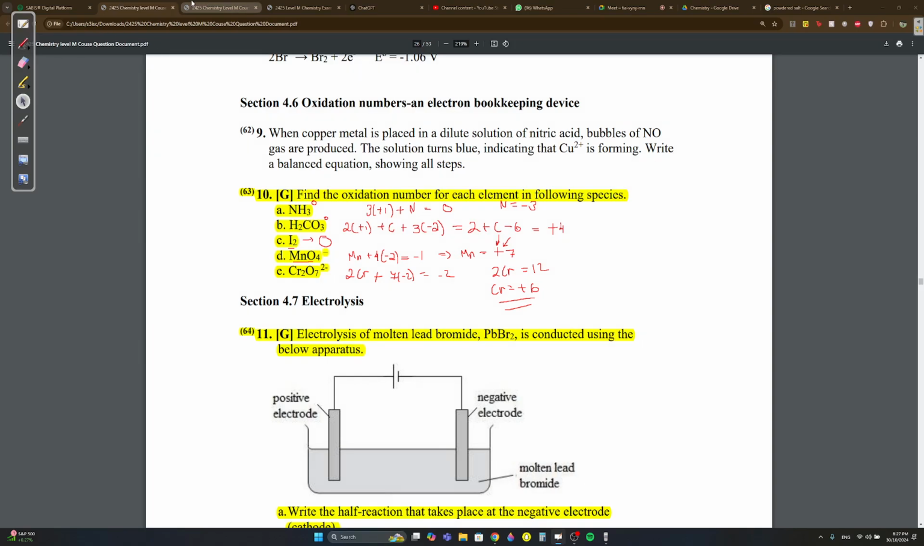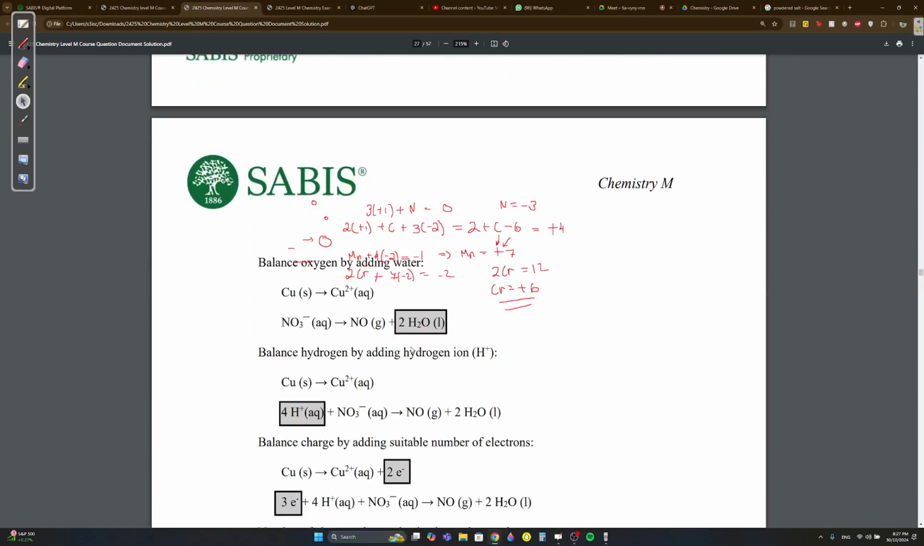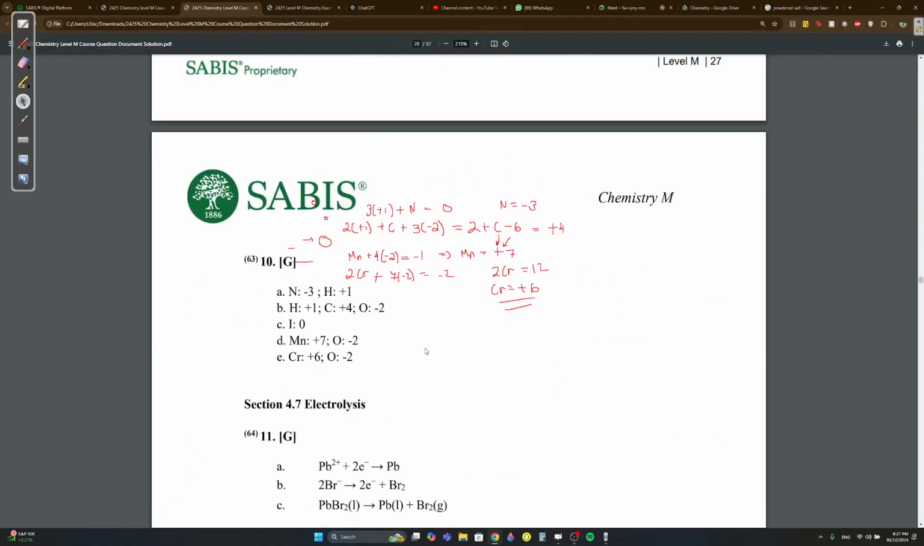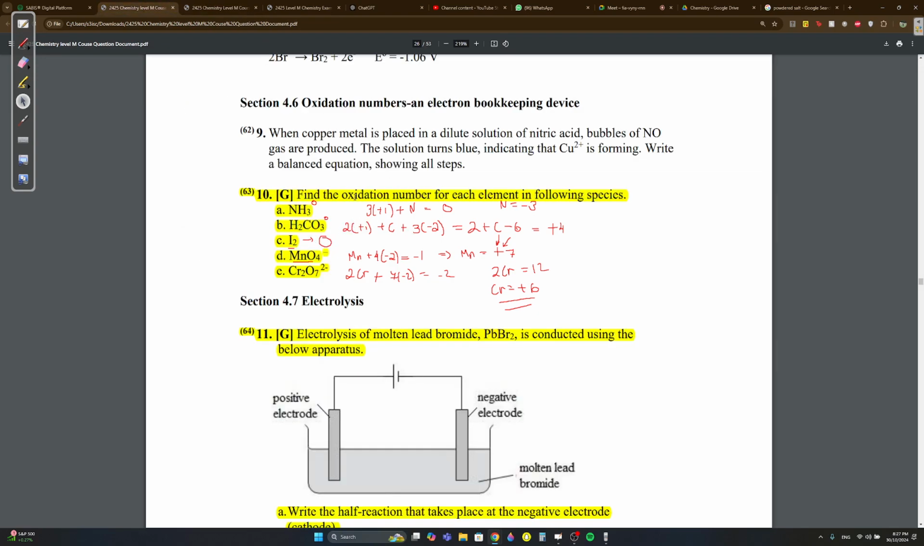Let's make sure of these answers. Let's take a look. N is equal to -3. B, because you need to find, by the way, why it's wrong is because they're asking for each element. So you have to show, at the end, I should have written this, that H is equal to +1. And in this case, everything I used, and also I used O is -2, so O is equal to -2.